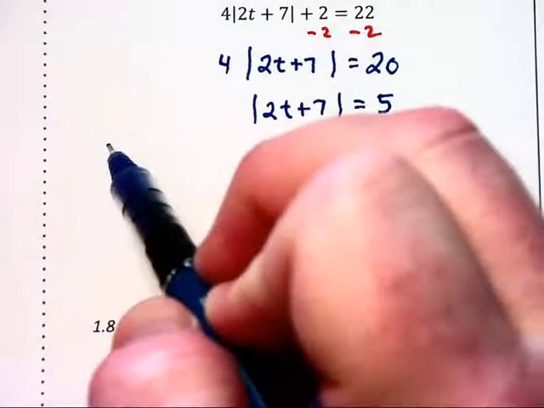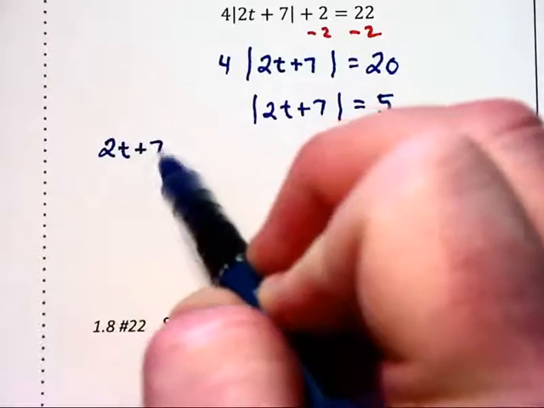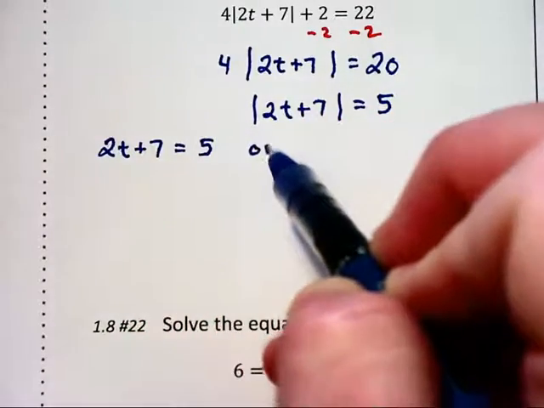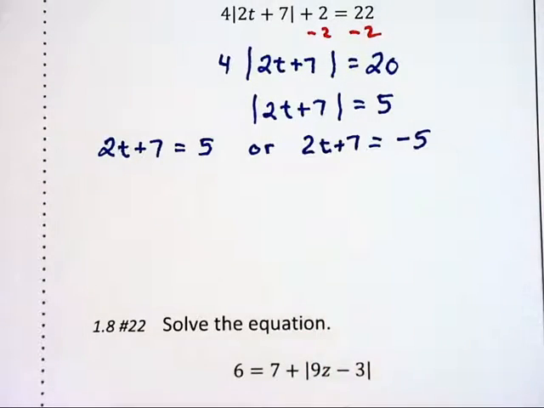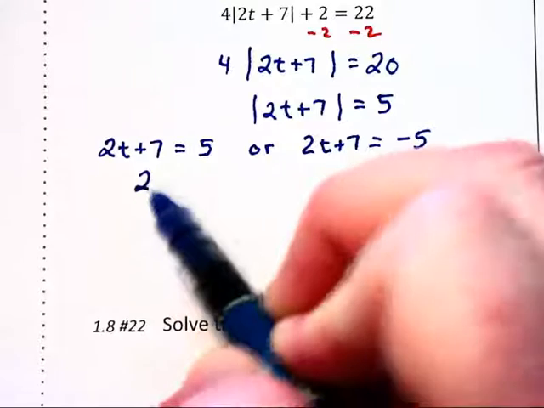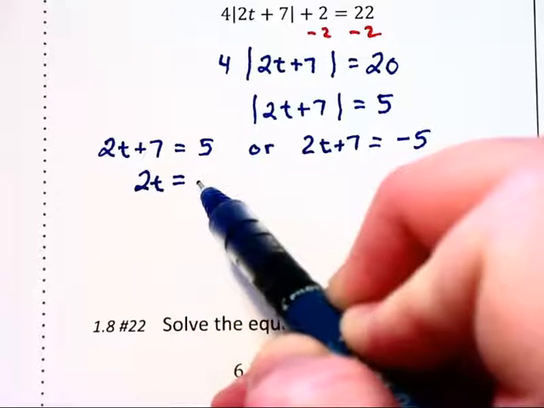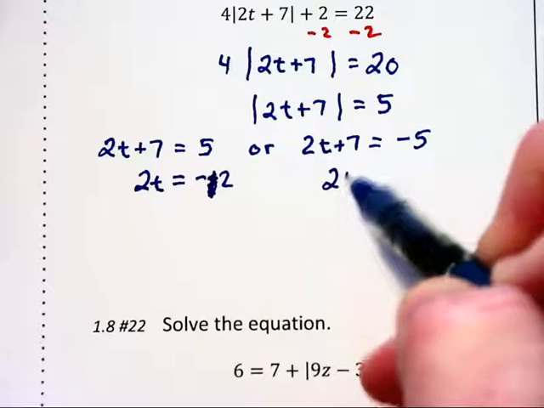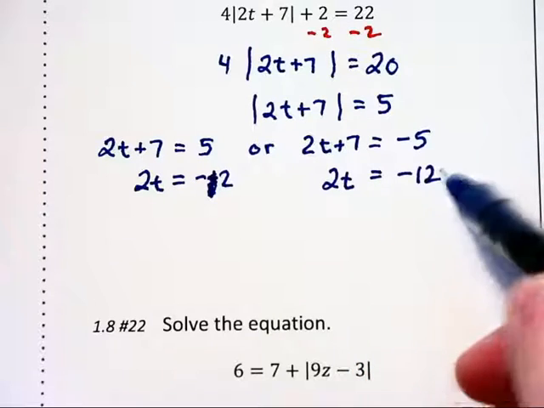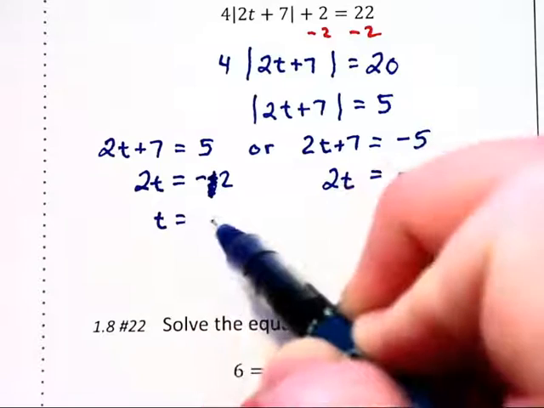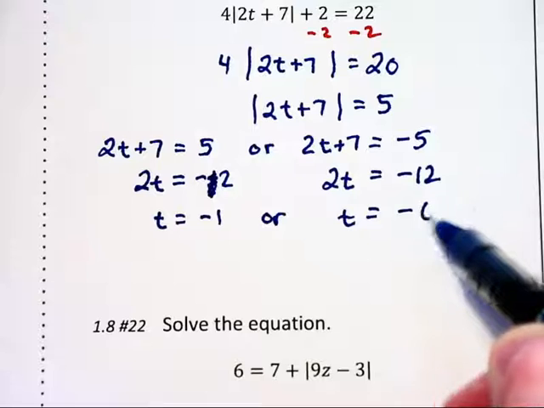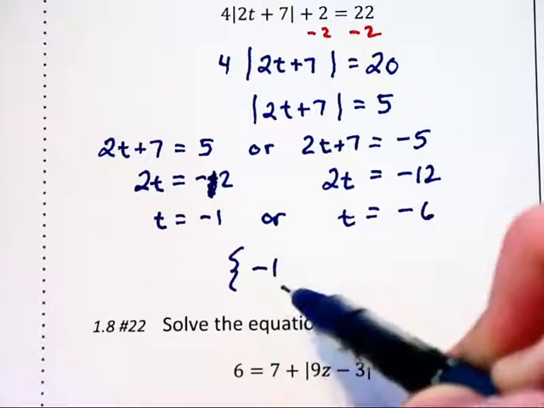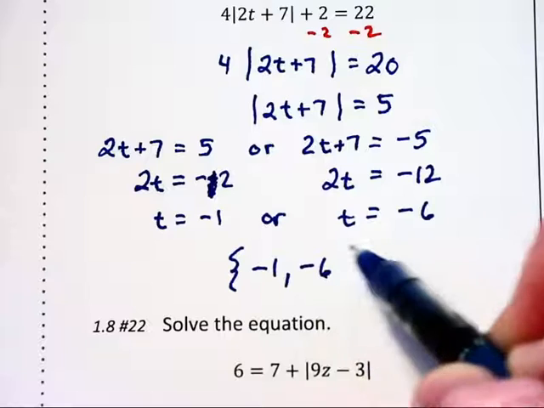We can write the expression inside, 2t plus 7 is equal to 5, or the expression inside, 2t plus 7 is equal to negative 5. Now we have two separate equations to solve. Subtracting 7 from each of these, we get 2t equals negative 2, or 2t is equal to negative 12. Then dividing each side by 2, we get t equals negative 1, or t equals negative 6. And our solution set contains negative 1 and negative 6.